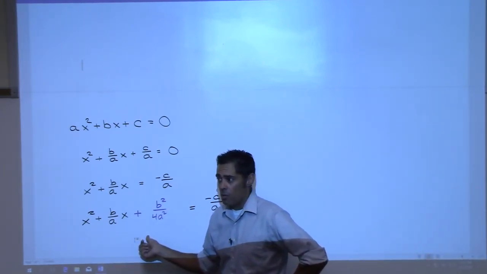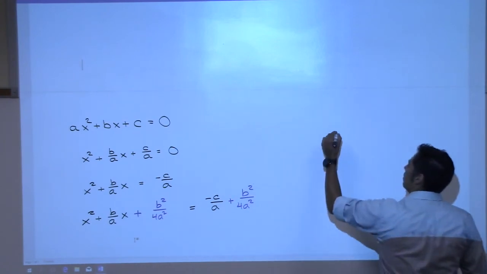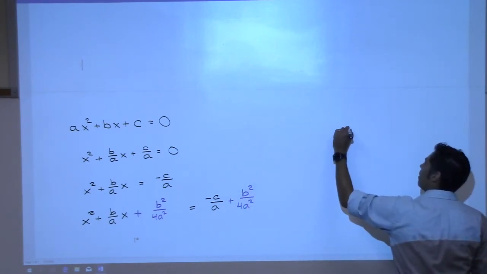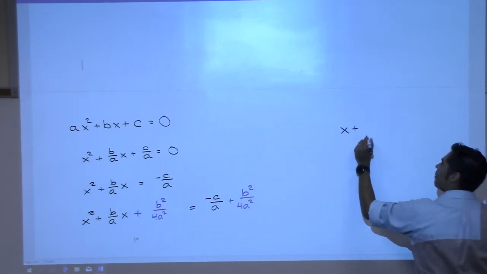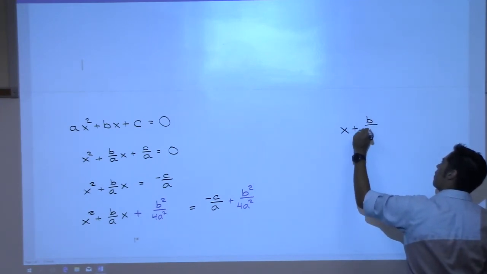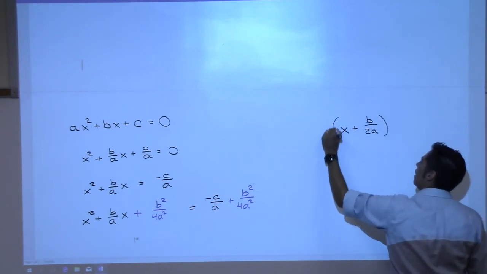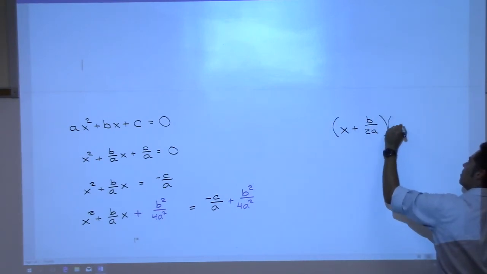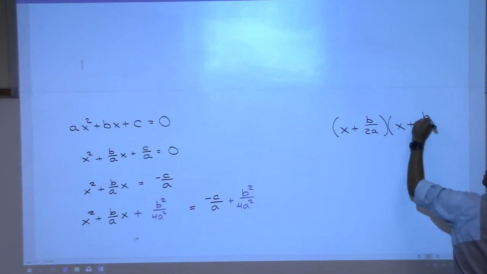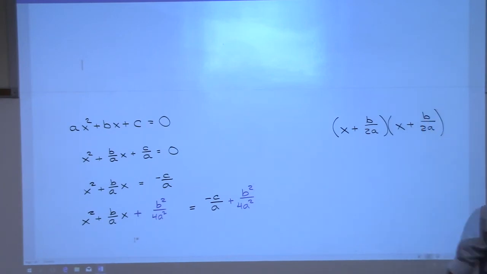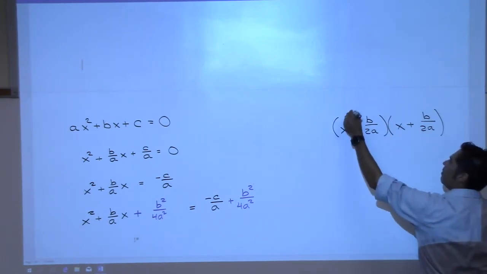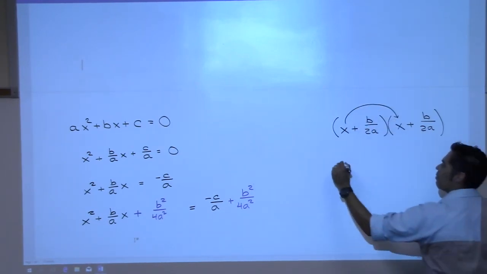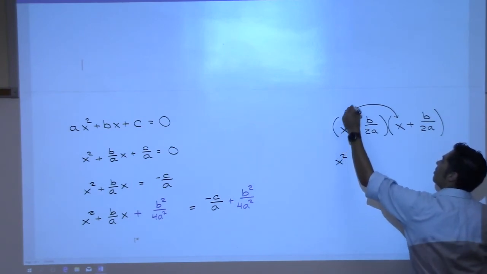Now let me show you what it is. Just hang tight on that. What if I took x plus b over 2a and multiplied it times itself? Let's see what we get. If I multiplied this times itself, what would my first term be? X squared. Okay, what would my next term be?